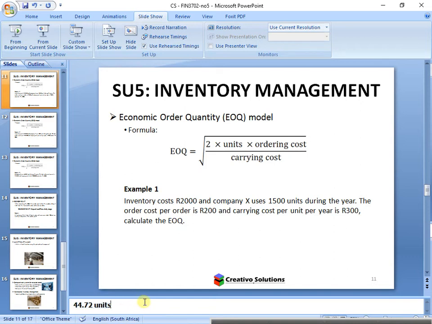Yes, you would. With EOQ, you always round up. Why? I can't buy a fraction of a product. You either buy the entire product or you don't. If you go with 44 units, that's too little, so we'll have to round it up to 45 units. 45 would be the actual answer here. So you would always round up, irrespective of the decimal. The decimal could be 44.0001, and you would still round it up. In that example, you're looking at total costs.